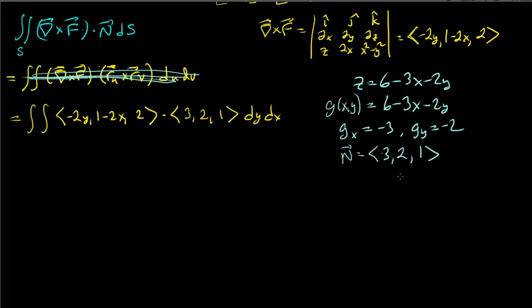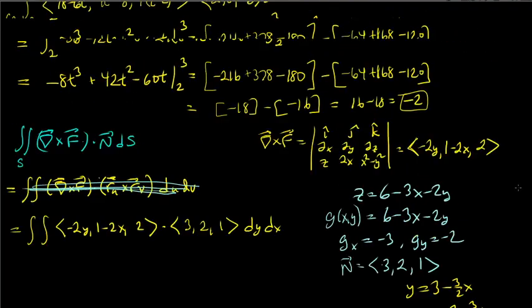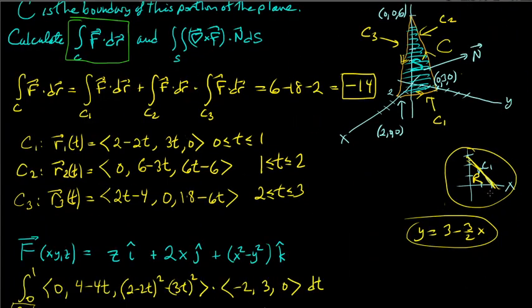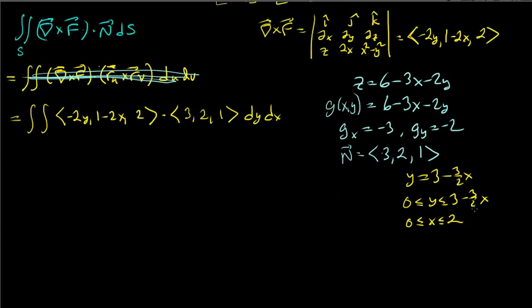So let's write that down. y is just going to be 3 minus 3 over 2 times x. In other words, y just goes from 0 to 3 minus 3 over 2 times x, and x just goes from 0 to 2. So y goes from 0 to 3 minus 3 over 2x, and then x goes from 0 to 2. Vertically simple region, right?